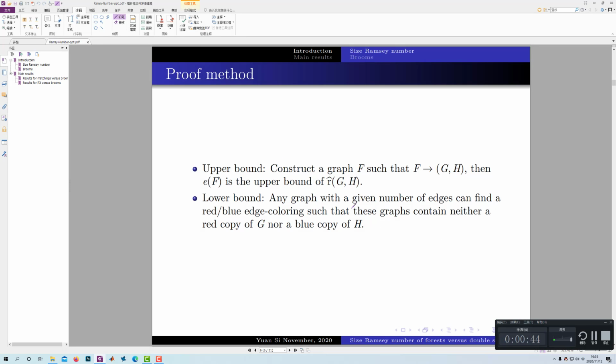Let's see the basic proof method. For the upper bound, we construct a graph F such that F arrows (G, H). Then the number of edges of F can be the upper bound of the set Ramsey number. For the lower bound, any graph with a given number of edges can find a red-blue edge coloring such that these graphs contain neither a red copy of G nor a blue copy of H.